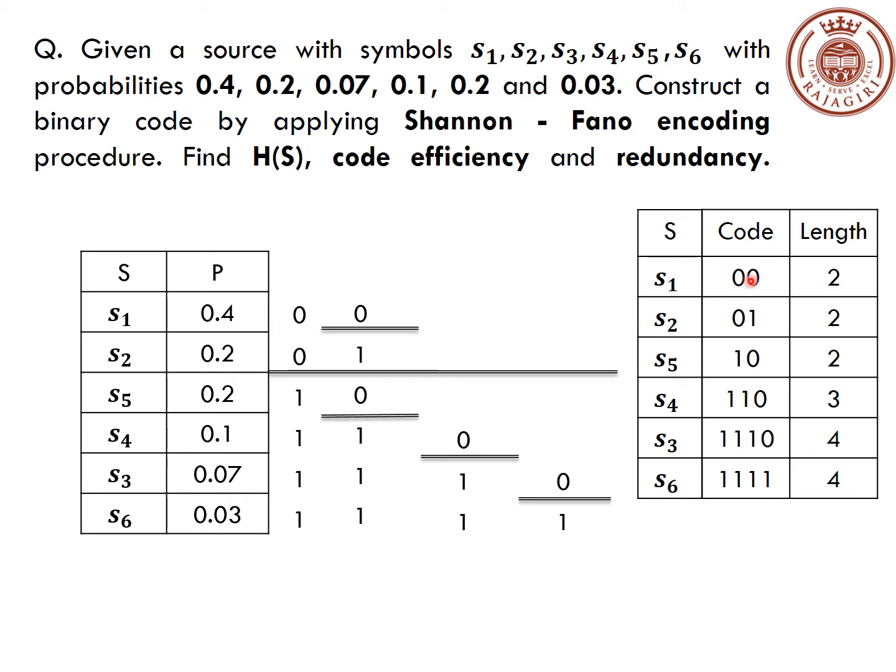So here, what can you see? Just see the corresponding code lengths also. Since there are 2 bits, the code length is 2. For 1, 1, 0, the code length is 3 and the others have the code length 4.